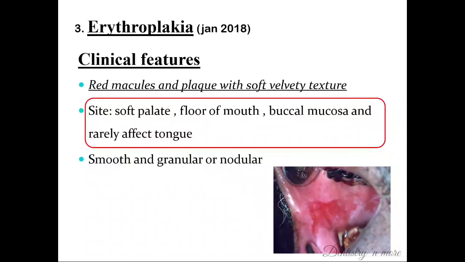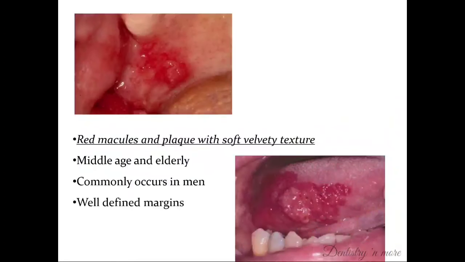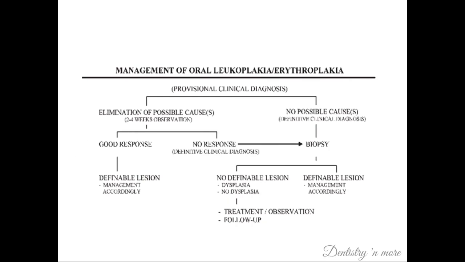If possible, you can excise the lesion, that will be sufficient, and then again we have to do review for such cases. So as I've explained, erythroplakia is a red macule or a plaque-like lesion with a soft velvety kind of texture, as you can see here, a reddish plaque-like lesion. In this lesion, which is in the tongue portion, you can see an exophytic outgrowth within the lesion itself. And commonly it occurs in the elderly and middle age group, and there's a male predilection for erythroplakia.